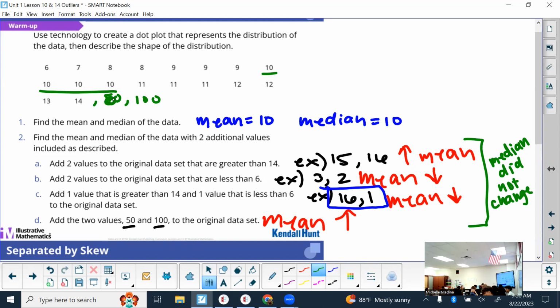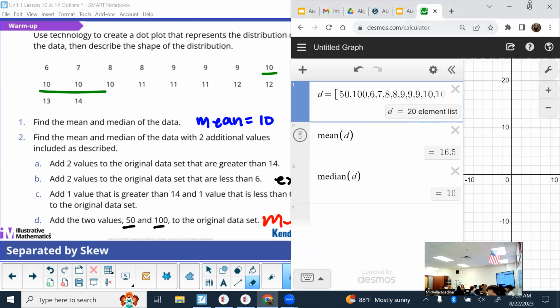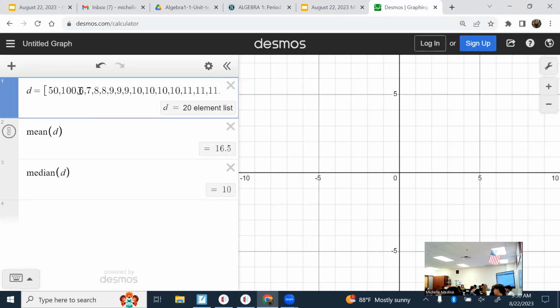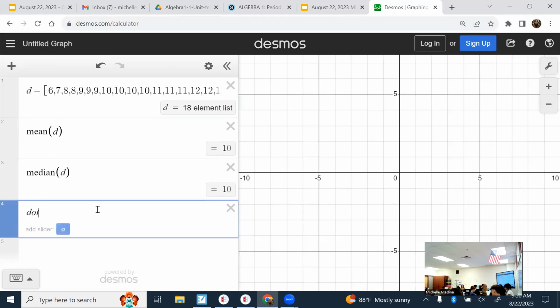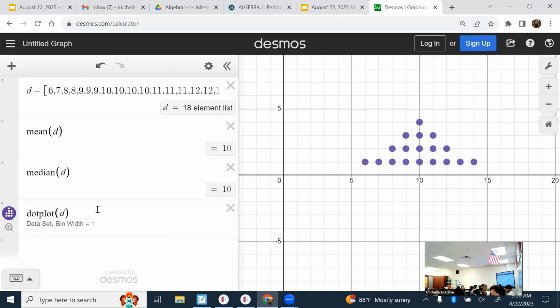Okay. Now here's what we're gonna do. Don't erase your data in Desmos yet. If you already did, maybe just put it back. We're gonna go back to where it was 18 data points, so I'm gonna erase the 50 and the 100. It might be best to see the data distribution with a dot plot. So here's my dot plot of the data without any additional values.